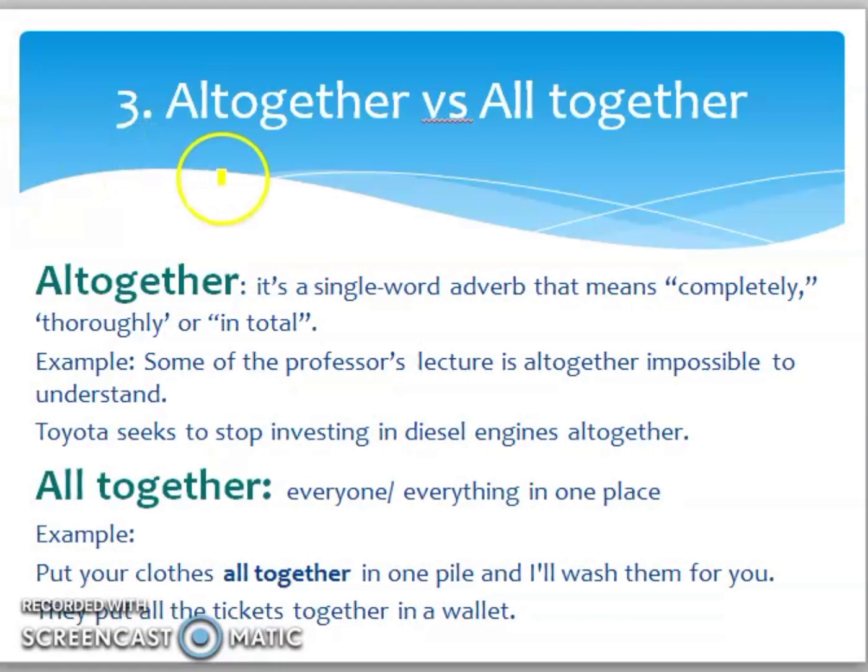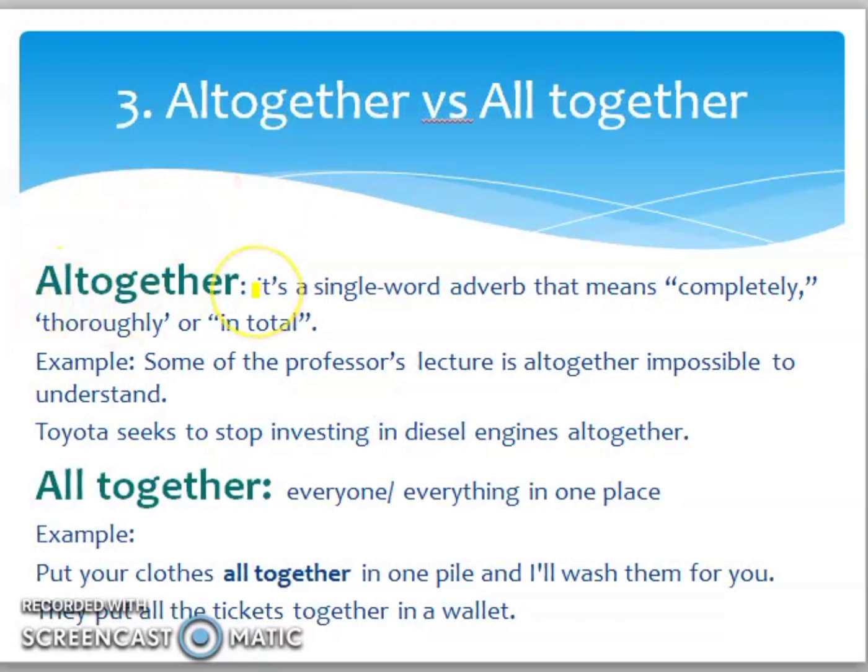Now this pair seems to be interesting, and I bet that most of you might have been confused with this pair of words, which one you need to use. Altogether, all together. The pronunciation is the same. Technically, the difference is one is written without space, whereas the other is written with space.